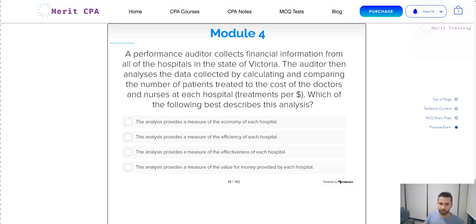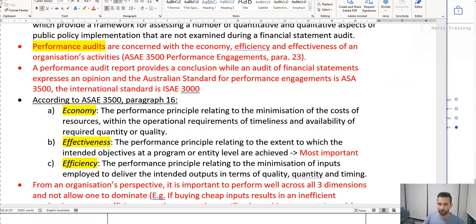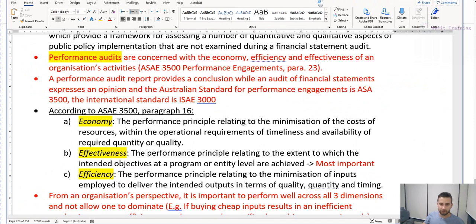This analysis, so first I'm going through the multiple choice answers. A, the analysis provides a measure of the economy of each hospital. B, the analysis provides a measure of the efficiency of each hospital. C, the analysis provides a measure of the effectiveness of each hospital. And D, the analysis provides a measure of the value for money provided for each hospital. So realistically, there's only going to be one of three options here, right? So it's either going to be, based on the notes again, economy, effectiveness, or efficiency.